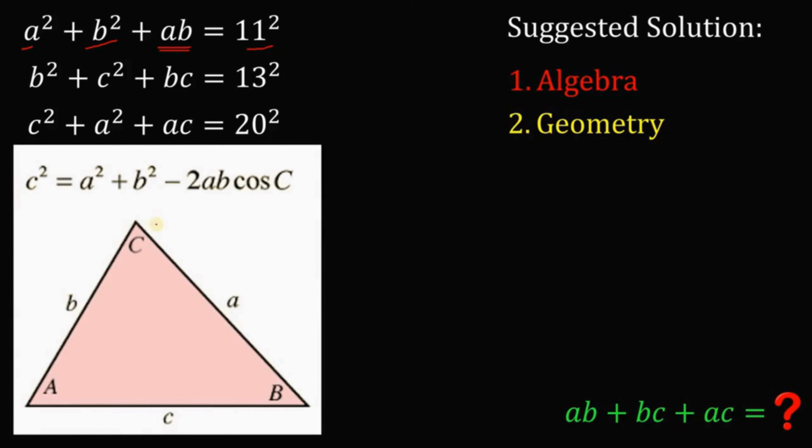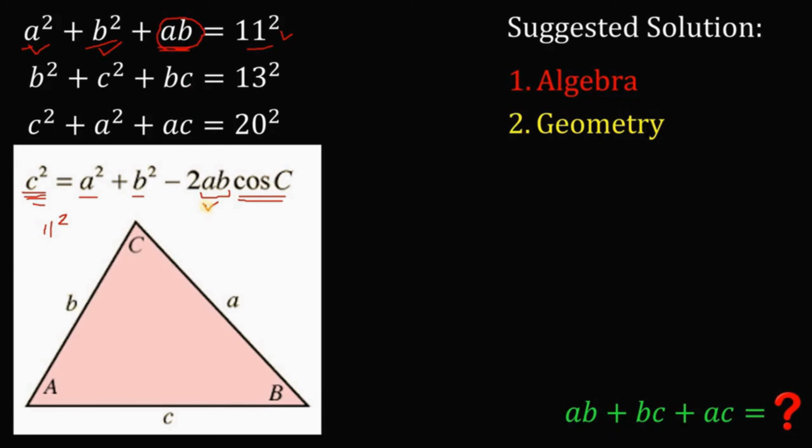Now, the cosine law states that if we have this kind of triangle, we have C squared equals A squared plus B squared minus 2AB multiplied by the cosine of angle C. Now, why is this important? Take note, if we let C equal 11, we have 11 squared right here. We have A squared plus B squared. This is also visible in this equation. And we get an extra AB right over here. And that is what we want.